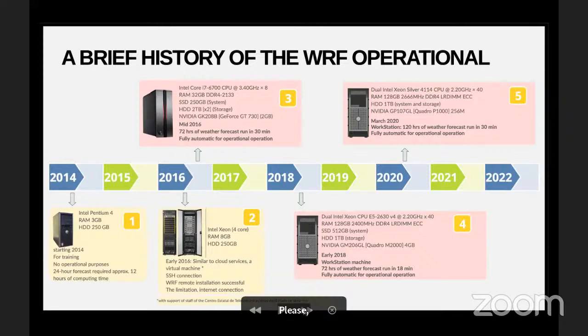Here is a summary of how computers were improved to install and run WRF in the Secretariat of Civil Protection, the most important in red. Currently, I have 2 workstations to run the models.